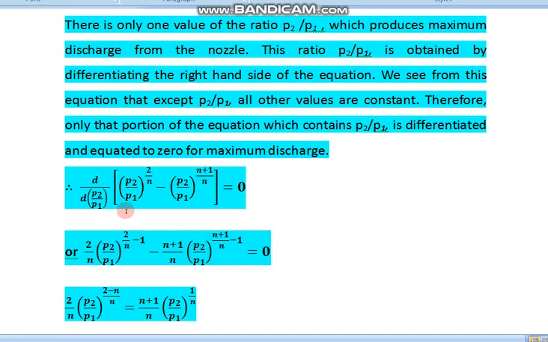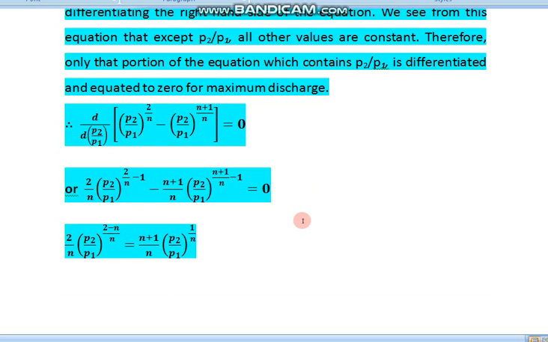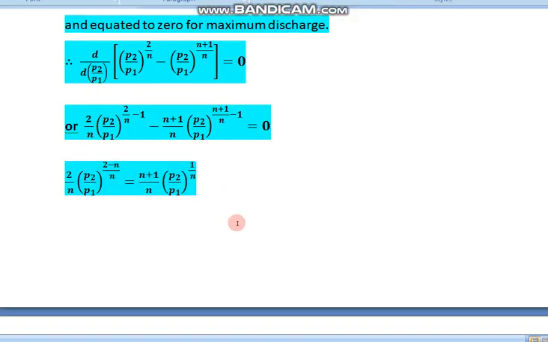So d upon d(p2 by p1) in bracket (p2 by p1) to the power 2 upon n minus (p2 by p1) to the power (n plus 1) upon n equals 0, or 2 by n (p2 by p1) to the power (2 upon n minus 1) minus (n plus 1) upon n into (p2 by p1) to the power ((n plus 1) upon n minus 1) equals 0. The power has been reduced by 1 as per the rule of differentiation. So 2 upon n (p2 by p1) to the power (2 minus n) upon n equals (n plus 1) upon n (p2 by p1) to the power 1 upon n.